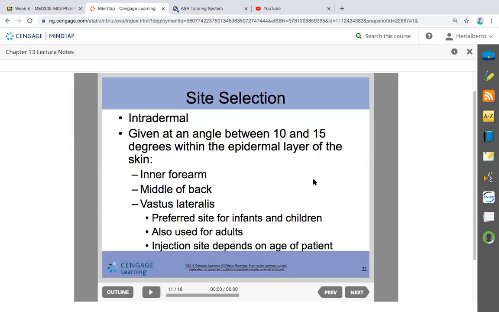Continuing with site selection, intradermal is given at an angle between 10 and 15 degrees within the epidermal layer of the skin, in the inner forearm, middle of the back, or in the vastus lateralis. The vastus lateralis is the preferred site for infants and children, also used for adults. The injection site depends on age of patient.